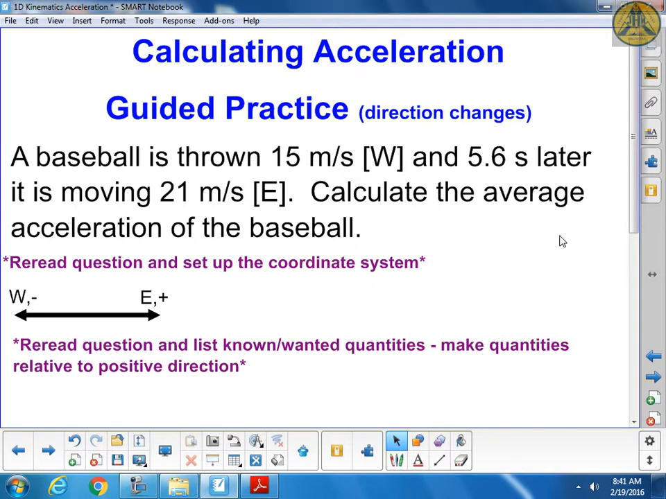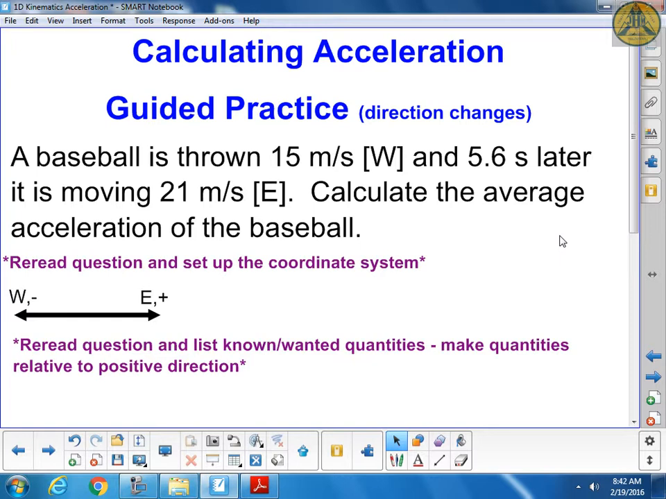So in this question, we have a baseball thrown 15 meters per second west. 5.6 seconds later, it's moving 21 meters per second east. So you can picture the ball being thrown one way and then someone else throwing it the other way. Just on average, you want to calculate what that acceleration was, if it started with 15 west and ended up 21 east.